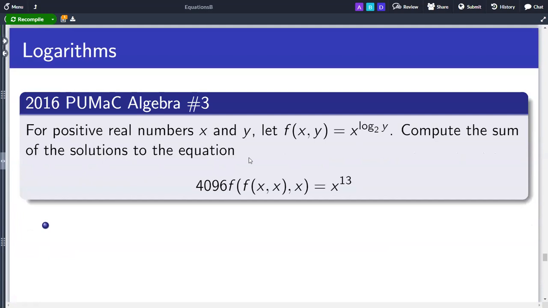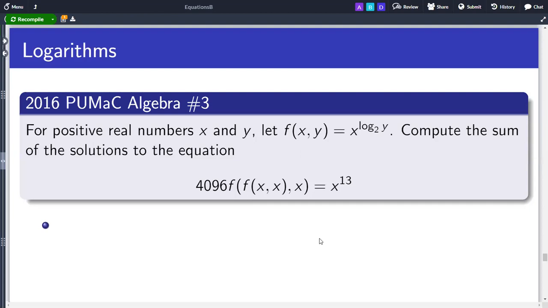Our next question is from the 2016 PMAC, and I'll give you a couple of minutes to think about this one. Does anybody have any preliminary ideas on how we might approach this problem? Yes, we could potentially do that. Thanks, William.